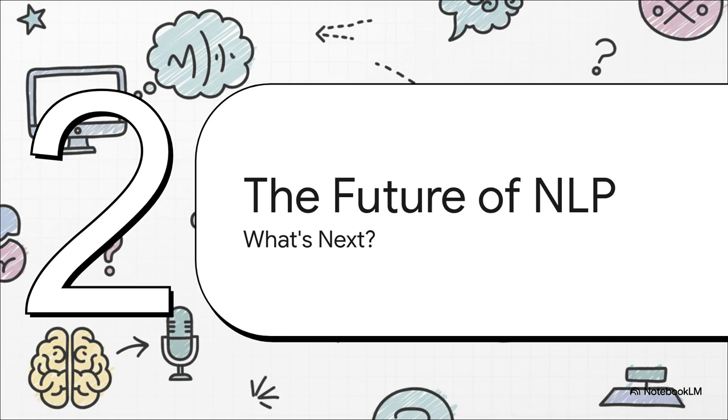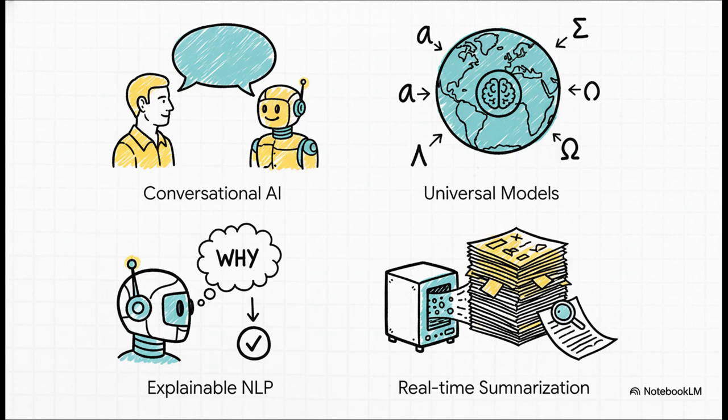So that's what's happening today, right now. But this field is moving at lightning speed. So the really exciting question is, what's next? What's coming up just over the horizon? Well, what we're seeing is a future that's even more deeply woven into our lives. We're talking about conversational AI that feels so much less like you're talking to a clunky robot and more like you're talking to an actual person. We're looking at universal models that can understand and translate between hundreds of languages seamlessly. And maybe one of the most important things, we're getting explainable NLP, where the AI can actually tell us why it made a certain decision. And that's a huge step for trust and transparency.